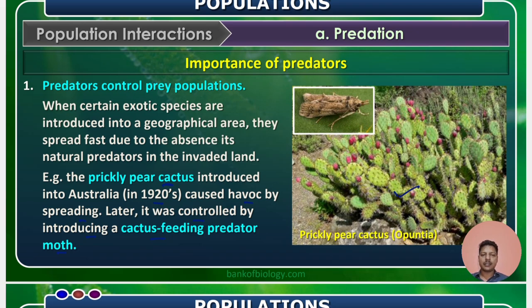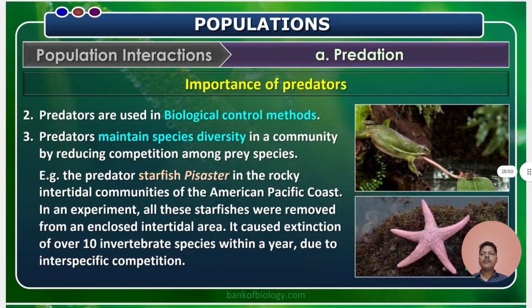Here, the prickly pear cactus. In the 1920s, in Australia, there was no such cactus plant, so it was introduced into Australia. And as this plant found unlimited food and space resources, which type of growth does it show? Exponential growth. And within a time, it caused havoc. It caused tension to the environmentalists of Australia. So then it was controlled by a cactus-feeding predator moth, which eats cactus plants. Then it came under control. Next, predators are usually used in biological control methods.